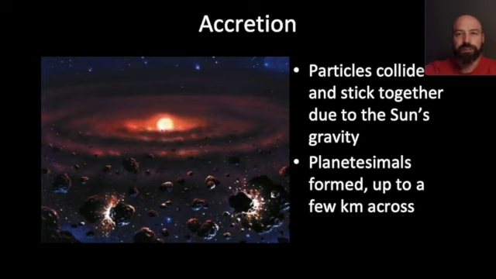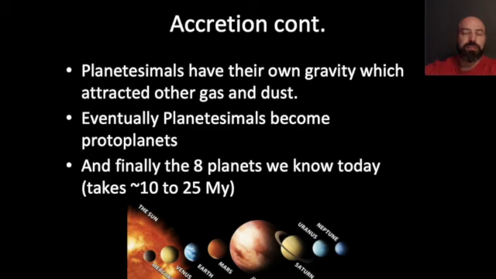Accretion is when these particles stick together to form larger pieces. So these particles collide, they stick together, they're continuing to circulate around, but as they stick together, they get larger. Could be a few kilometers across. These are now called planetesimals. These planetesimals are moving around in a circle, orbiting that center mass that will become our sun.